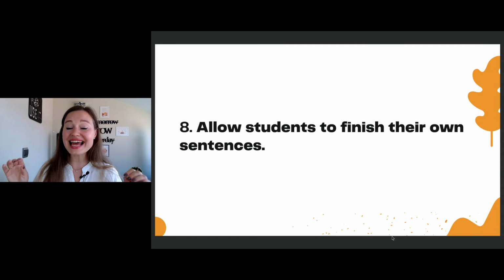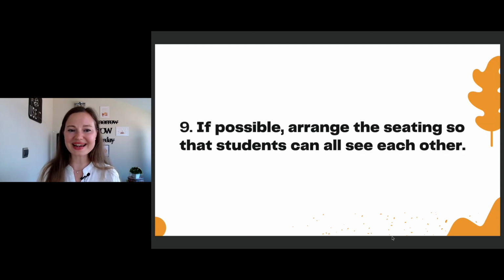Tip number 8, allow students to finish their own sentences. Don't spoon-feed them. I told you, don't do that. Tip number 9, if possible, arrange the seating so that students can all see each other, and there will be a different video on seating arrangements that you'll see in the description below and somewhere here.